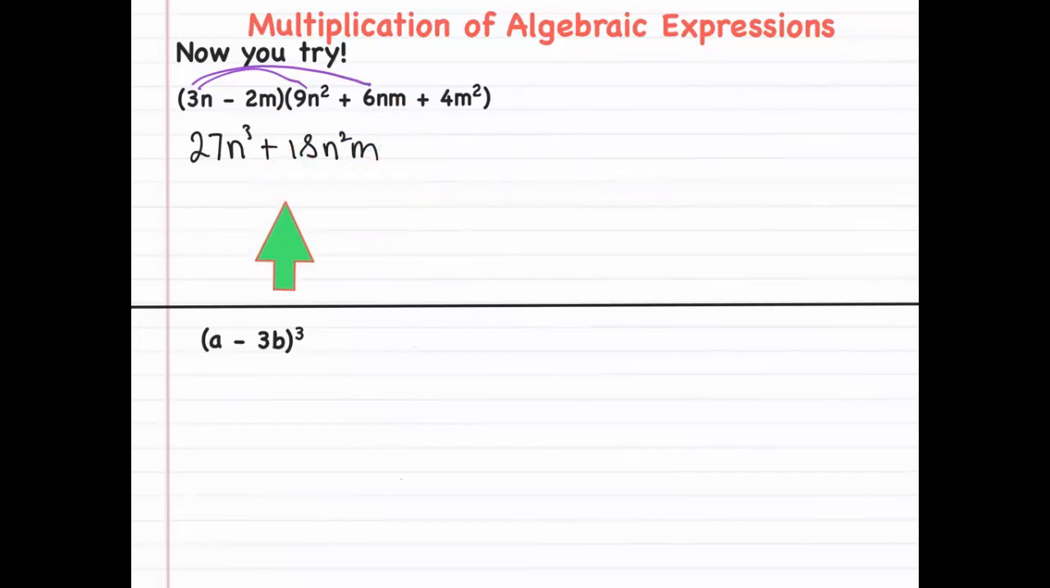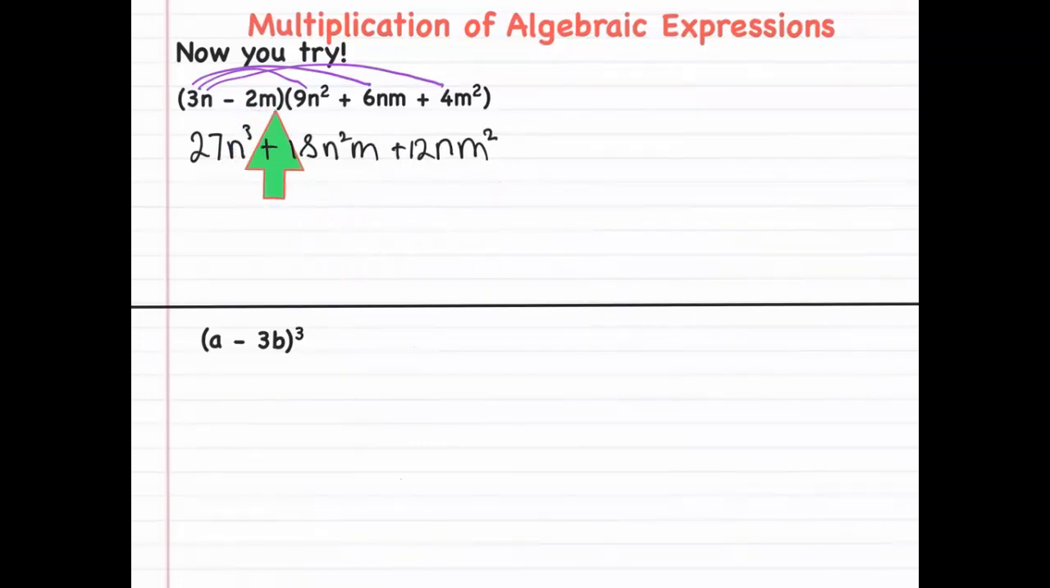And then 3n times plus 4m squared. Now that gives me a positive with a positive gives me a positive. And then 3 times 4 is 12. And then n times m squared gives me nm squared. Okay, easy, right? Okay, let's continue.